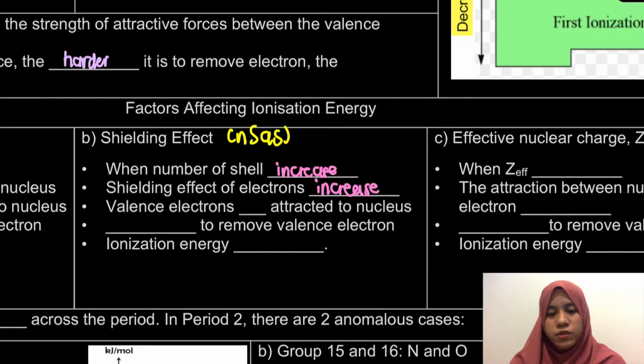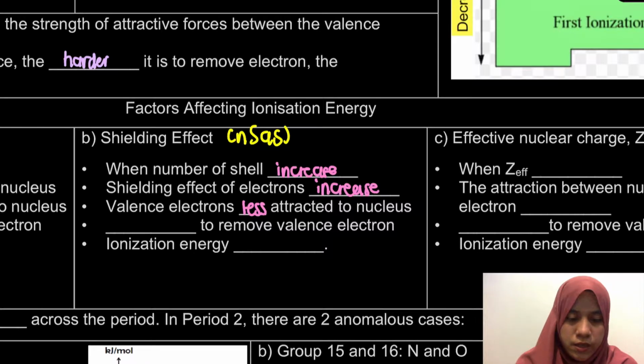Okay, so the attraction is less because the shielding effect increases. So what happens is that the valence electrons are less attracted to the nucleus, because it is further away, right? The attraction between the valence electron and the nucleus is weak. So it means that the valence electron is less attracted to the nucleus. When it is less attracted to the nucleus, it is easier to remove the valence electron. Hence, the ionization energy decreases.